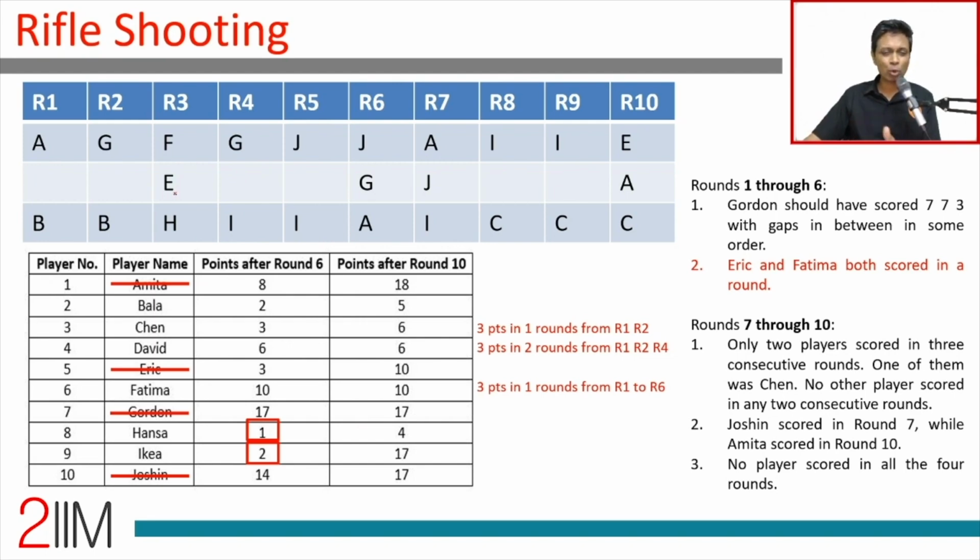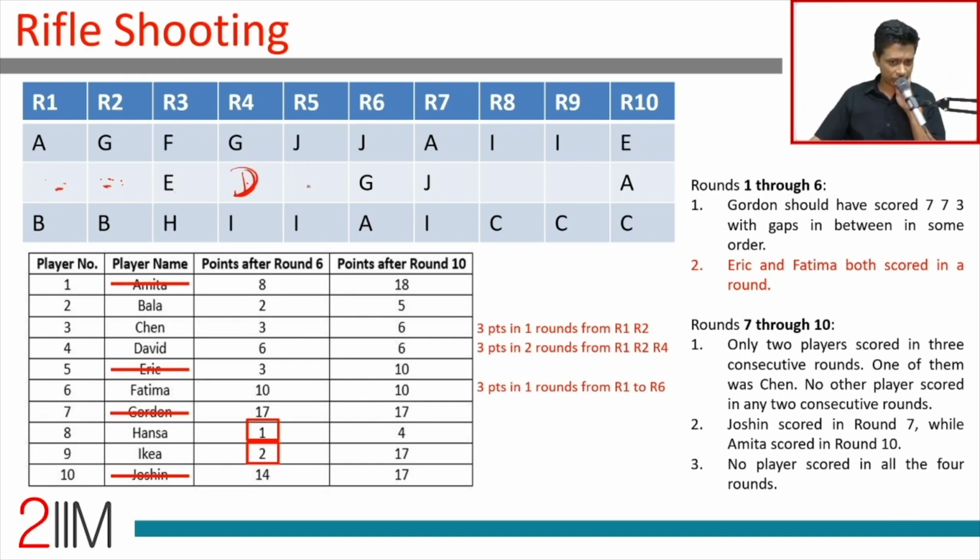But now we are almost done. So now we know that David has 3 points in 2 rounds in R1, R2, R4. Chen has 3 points in 1 round from R1 and R2. So David in 2 rounds, Chen in 1 round. In R1, R2 and R4. Out of R1 and R2, Chen has 1. Out of R1, R2 and R4, David has 3. Or this has to be David. Out of these two, one is Chen, the other is David.